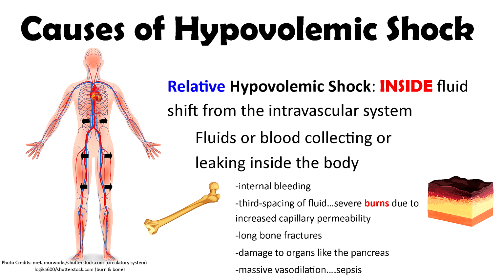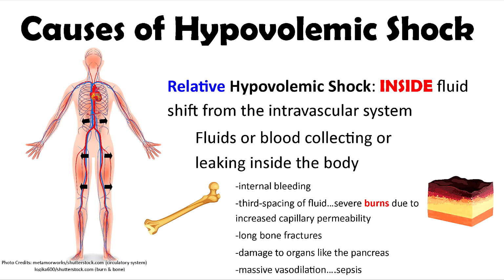So this is where fluids or blood is collecting or leaking inside the body. And this can occur with internal bleeding or where you have third spacing of fluid, like with severe burns. And this occurs due to increased capillary permeability. And we talked in depth about this in our burns video. In addition, long bone fractures, they're very vascular, can cause a lot of fluid loss. In addition, damage to organs like in acute pancreatitis.